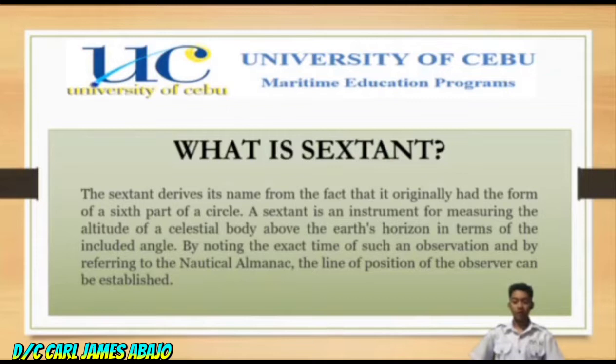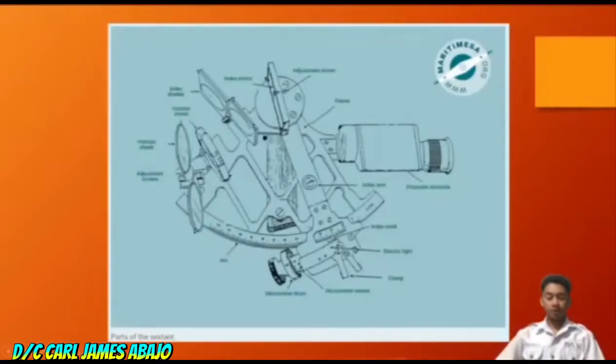By noting the exact time of such an observation and by referring to the nautical almanac, the line of position of the observer can be established. Two or more such observations of different celestial bodies, or of the same body in different positions, lead to a definite fix of position. A sextant can also be used for measuring horizontal angles. The basic parts of a marine sextant consist of the frame, the index arm, the index mirror, the horizon mirror, the telescope or prismatic monocular, and lastly the micrometer drum.